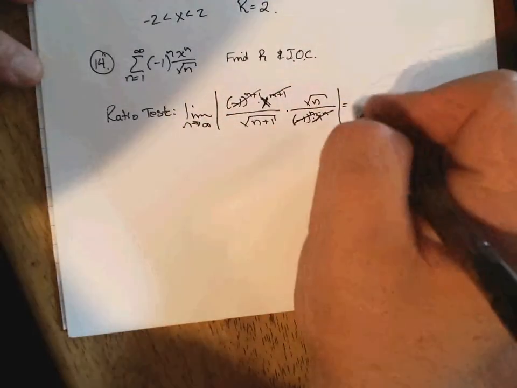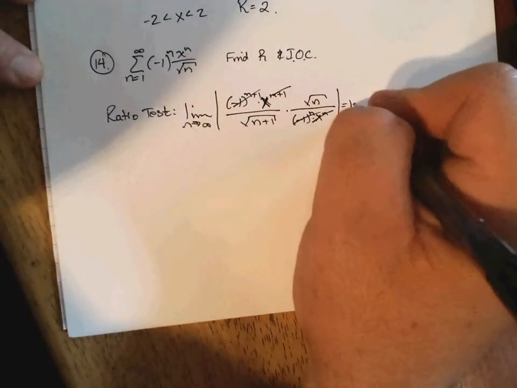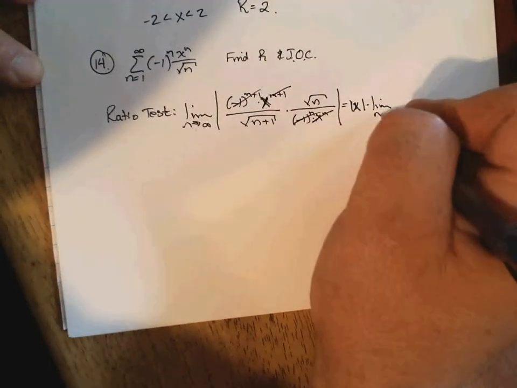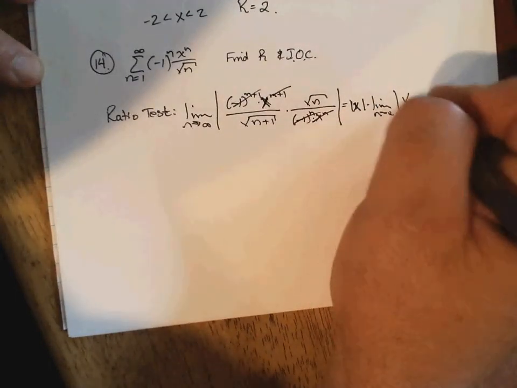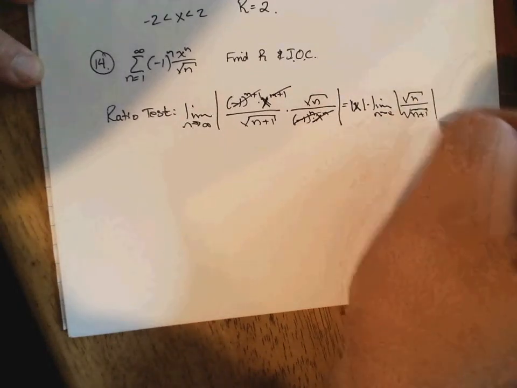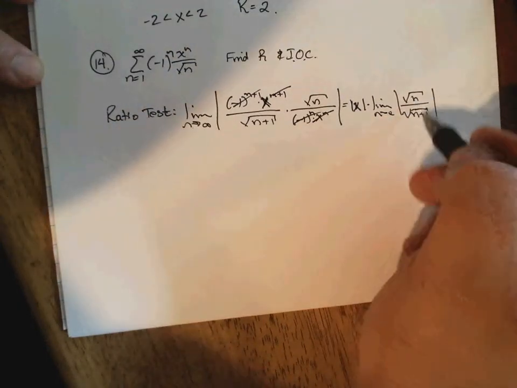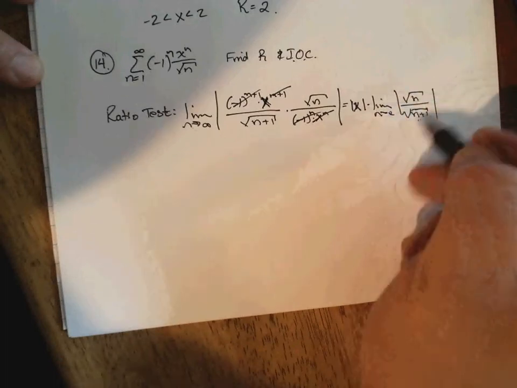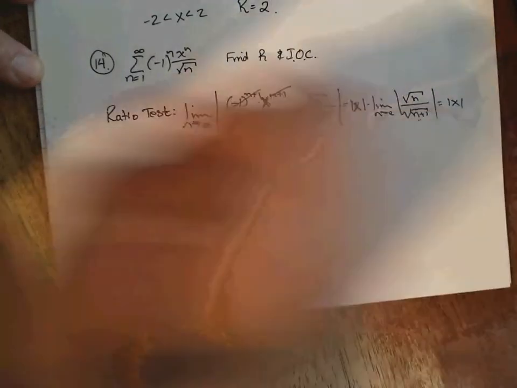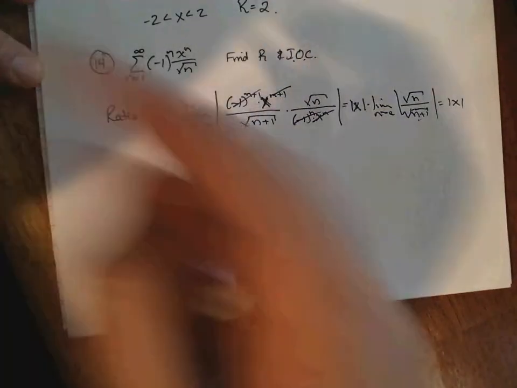And so now if I pull out that x, which has no effect on the limit as n goes to infinity, it's the absolute value of x times the limit as n goes to infinity of the square root of n over the square root of n plus 1. And as n goes to infinity, these two look the same, so this limit right here is 1 times the absolute value of x.